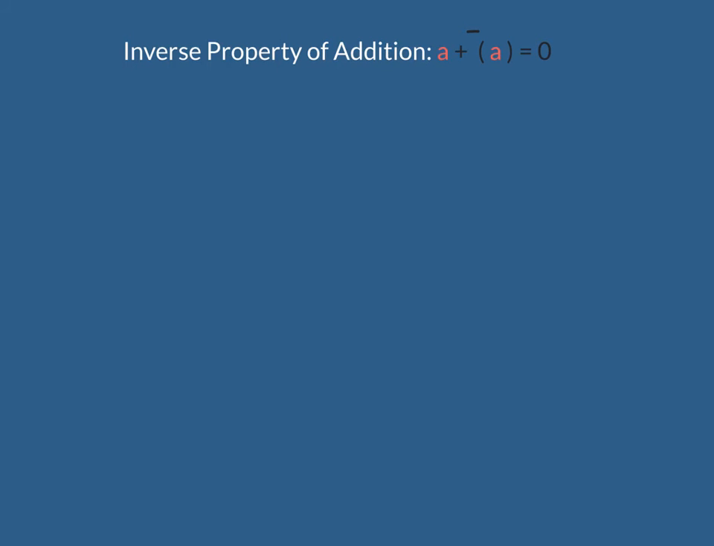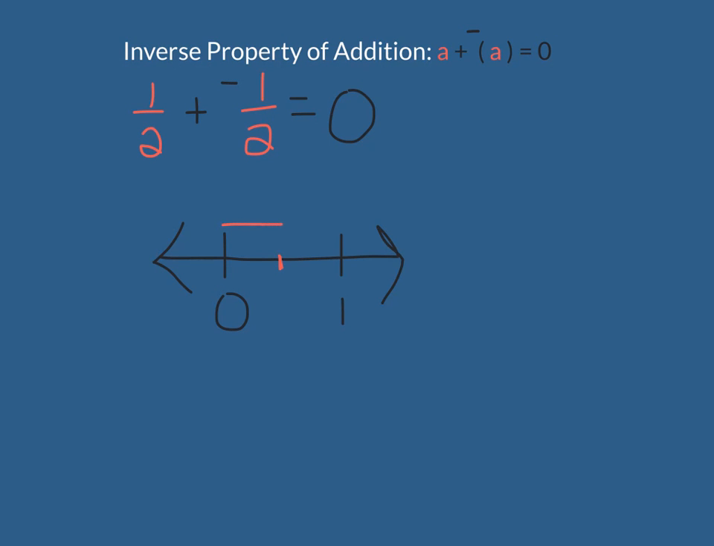Okay, and last we have the inverse property of addition. That would be a plus negative a equals 0. So in a fraction, that would be 1/2 plus negative 1/2 equals 0. So on a number line, it would look like this. We have 1/2, which would be right here, and we're going to add that. So 1/2 plus negative 1/2. I have to go back here to get to negative 1/2, so that would be 0. It just lands on 0.